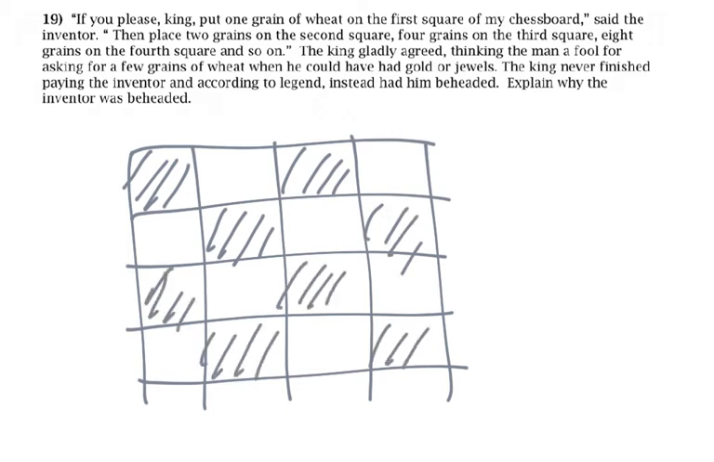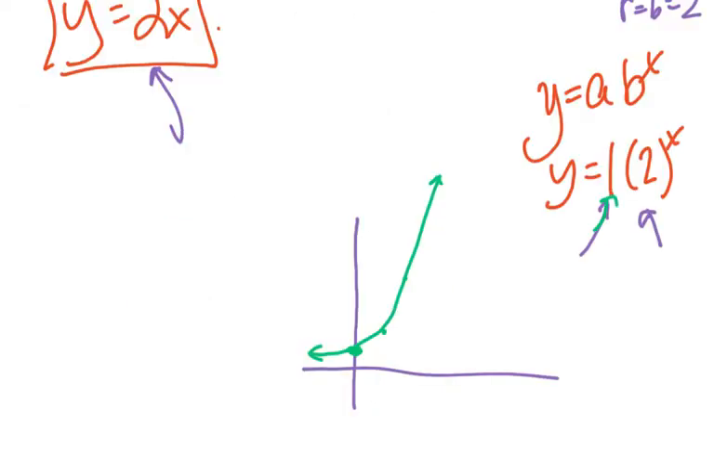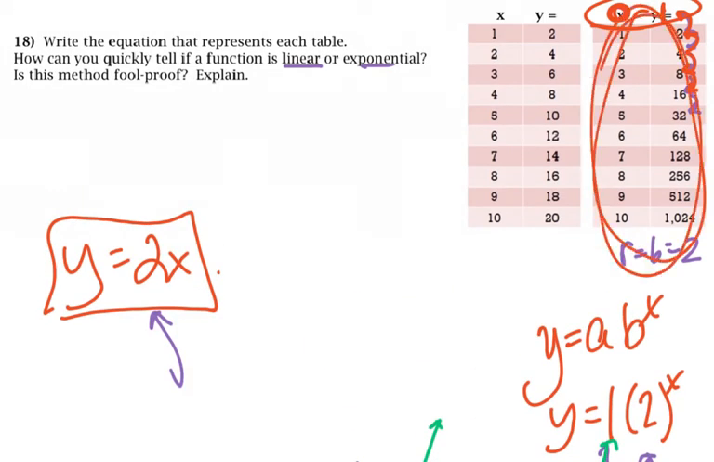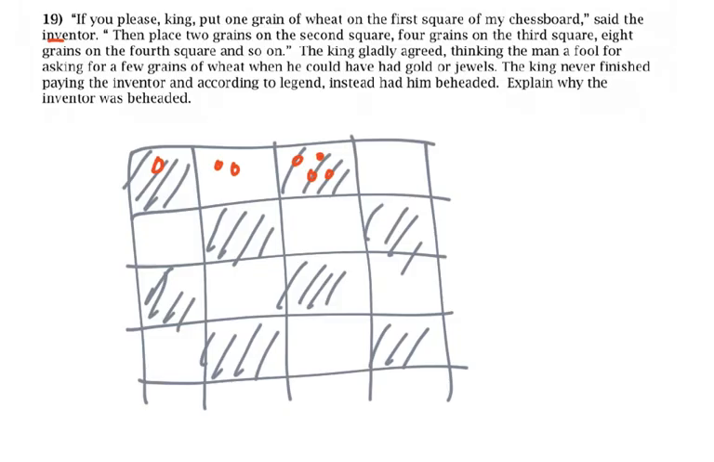Okay, so the inventor is saying put a grain on the first square of my chessboard. So we're going to put a grain on the first square of the chessboard. Then 2 grains on the second square, and then 4 grains. If you look at it, this is actually this table right there. So by the time I got to the 10th square, we'd be putting 1,024. So, down here it'd be like 1,024. So, good luck making that many dots there. See, 8 grains on the 4th square and so on.